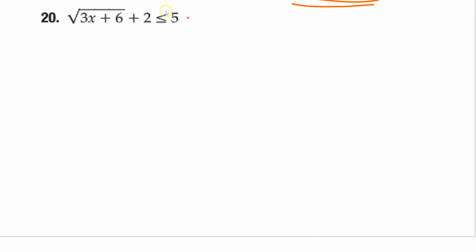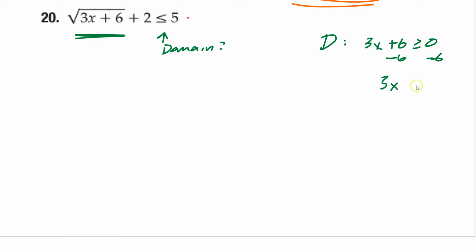Again, I see an inequality. If you see an inequality, you have to think domain. So my domain is 3x plus 6 has to be greater than or equal to 0. Can't have negative radicals. Subtract 6. x has to be greater than or equal to -2. And then we're just going to solve it like normal.